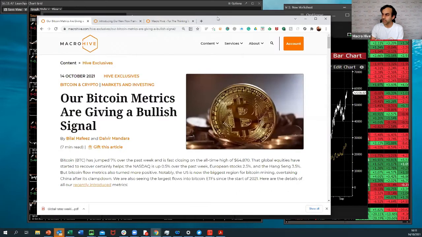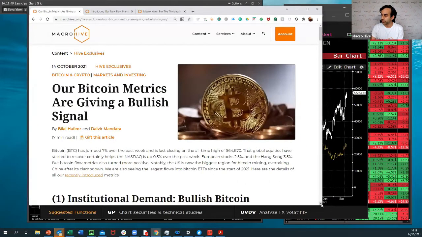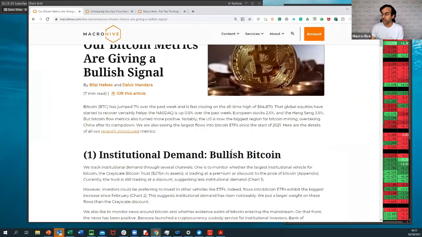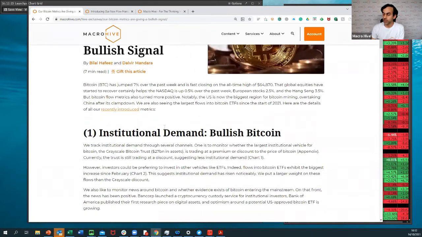And in this piece, essentially, Dalvir and myself go through a number of different metrics that we like to look at, internal metrics to the crypto market, to work out whether Bitcoin will go up or not. I'll just run through a number of them, and Dalvir will jump in for some of them as well, to give you a flavor of how you can look at Bitcoin outside of some of the macro context that I mentioned earlier. So the first one I like to focus on is institutional demand.